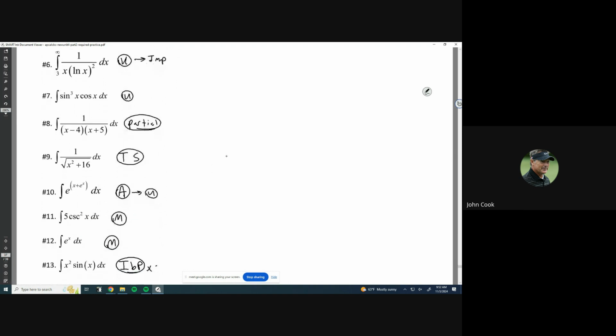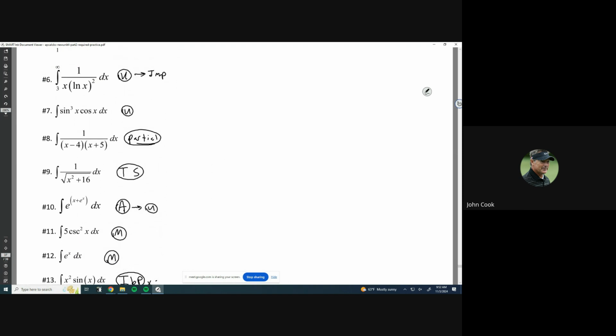So it looks like partial fraction shows up just a couple times in this worksheet. It's a pretty easy technique. Sometimes it's not super easy to spot. Basically, if you have a quadratic in the denominator, or a polynomial in general, and you can factor it, then you can use partial fractions.